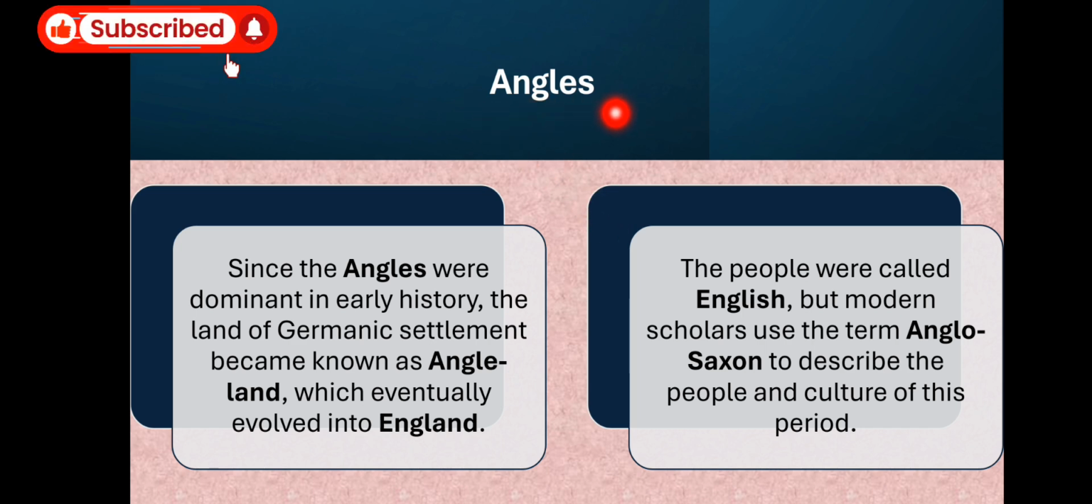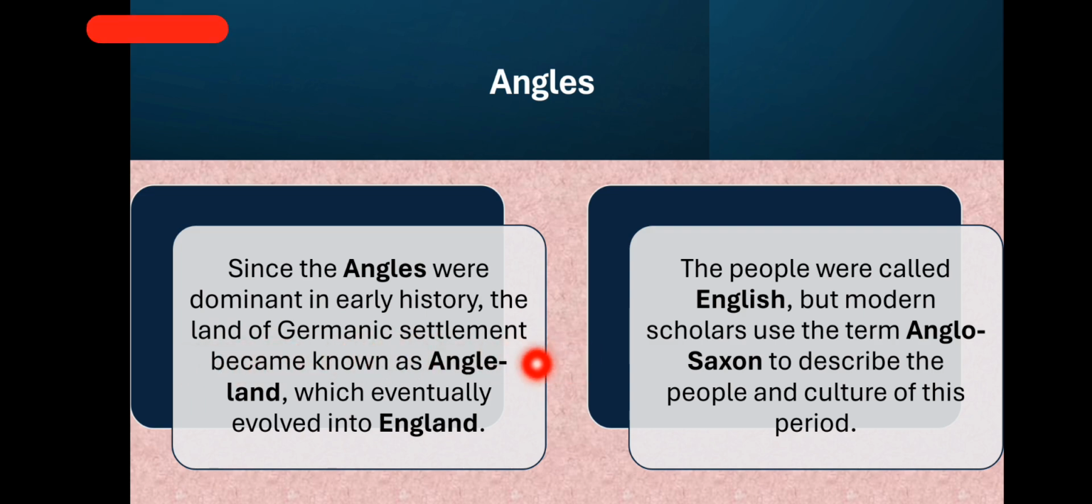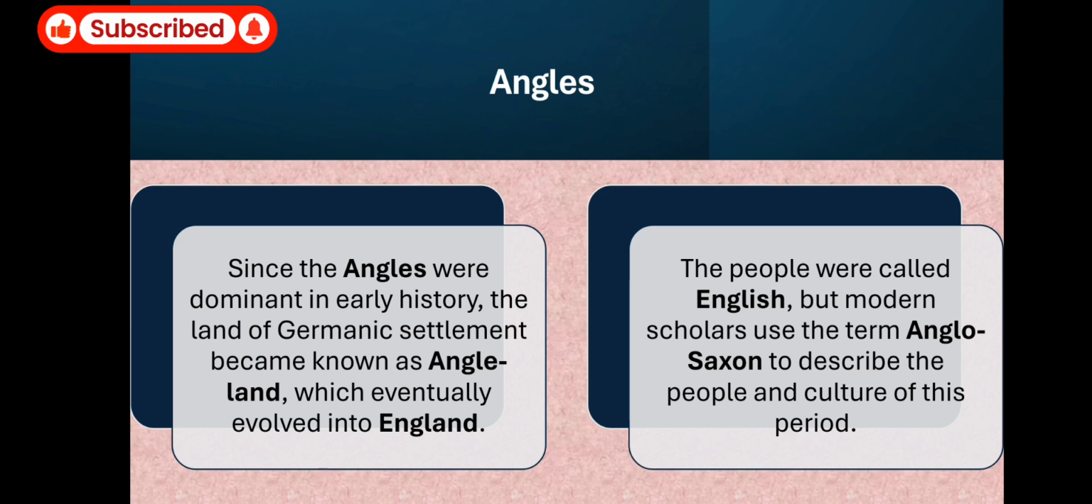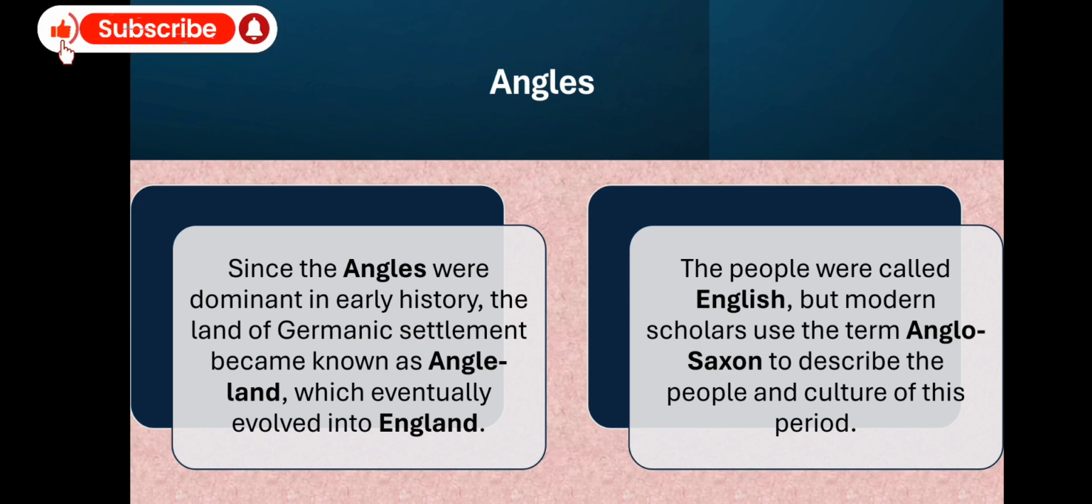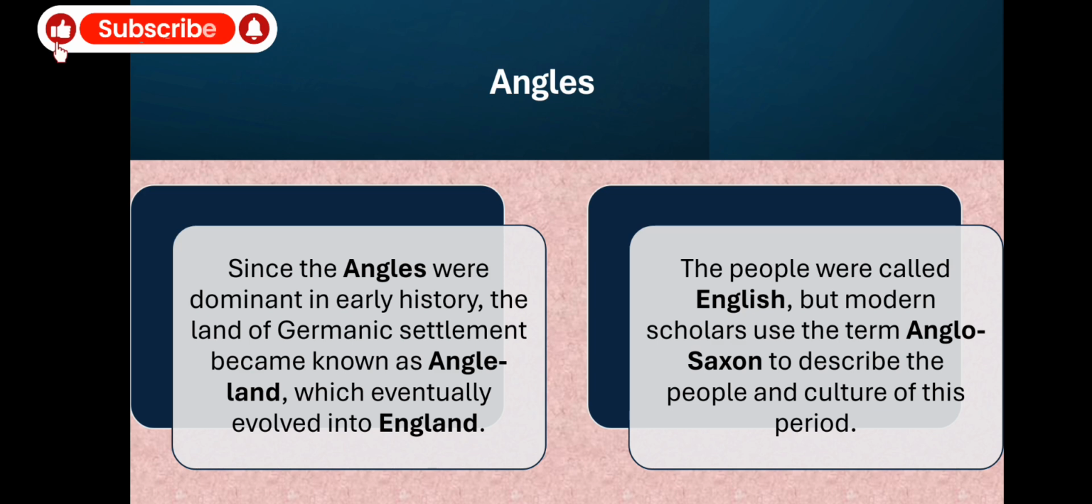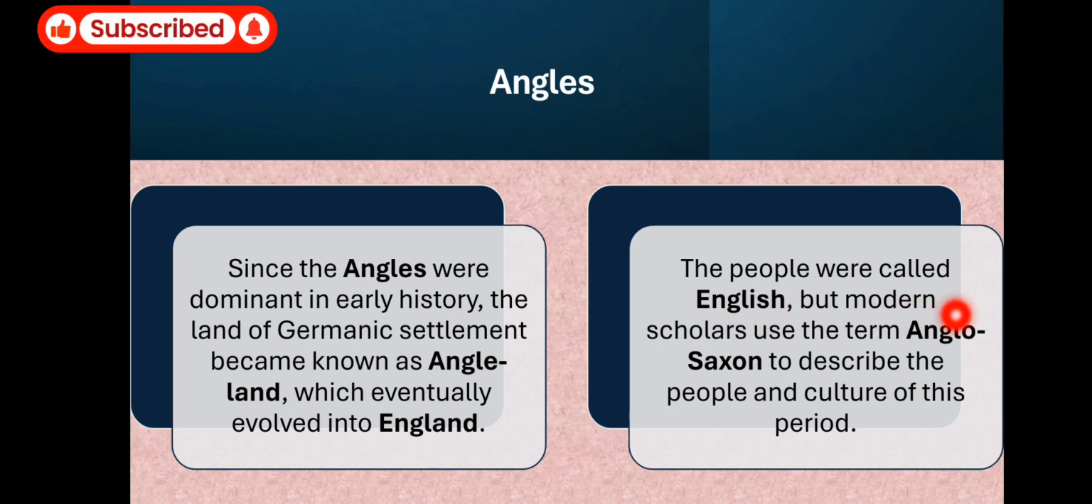Now, the Angles were the dominant and the largest Germanic tribe. Since the Angles were dominant in early history, the land of Germanic settlement became known as Angle Land, which eventually evolved into England. So the name England originated from the Angles, the land of Angles, because they were dominant and occupied a major part of Britain. So the land of Angles became England, and the people were called English, the people of England.